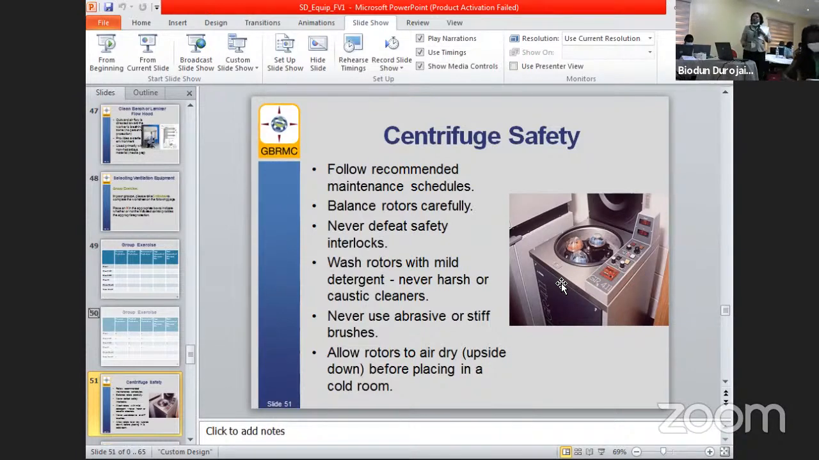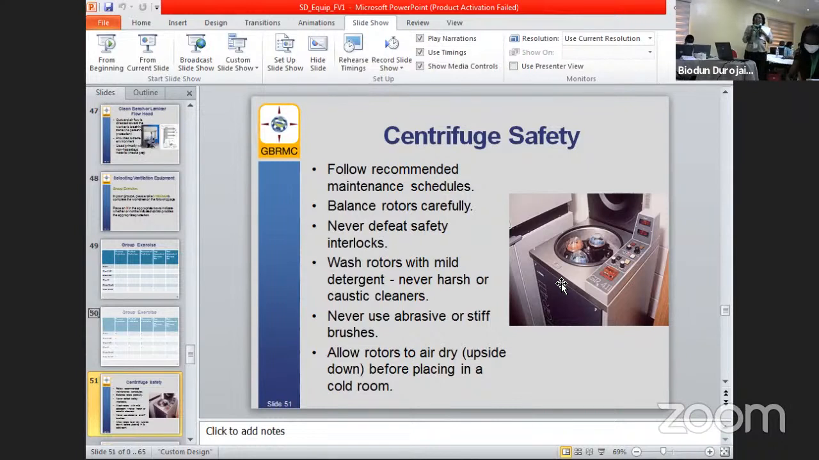So never defeat safety interlocks. And you can see, for a centrifuge, it's additional safety to have covers for the bigger ones. The smaller ones just have the general cover.